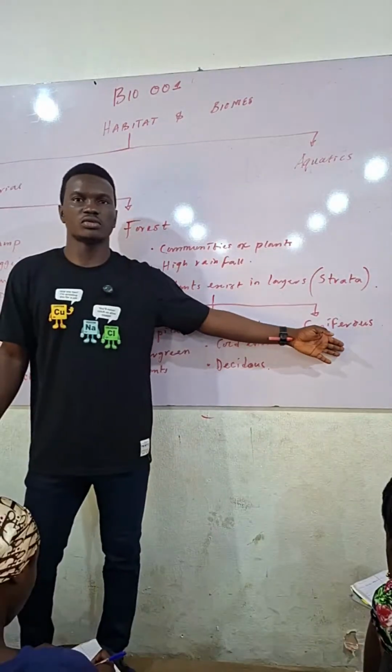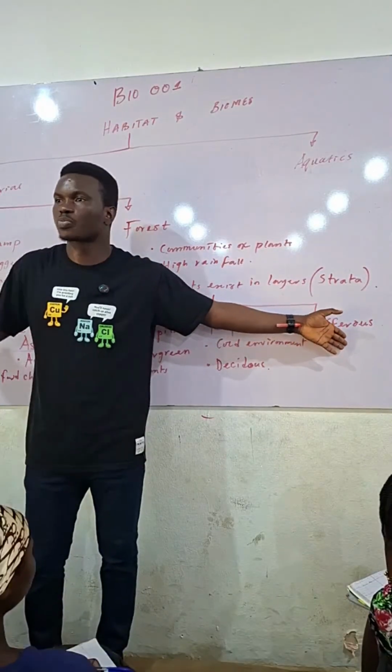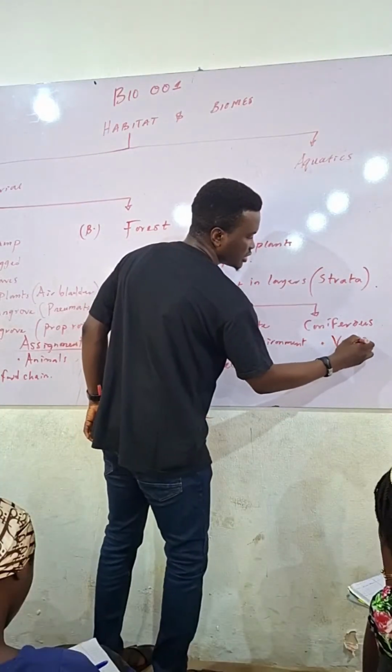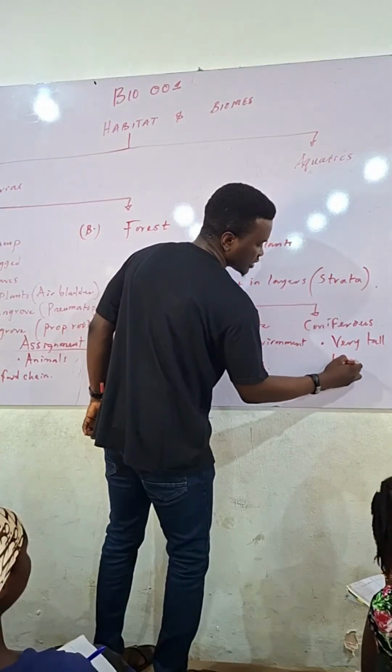But coniferous, if you want to see the tallest tree in the world, in a forest, you go from the word conifer, from all these gymnosperms. So you have the coniferous, those are the very tall trees. So in this forest, you have very tall trees.